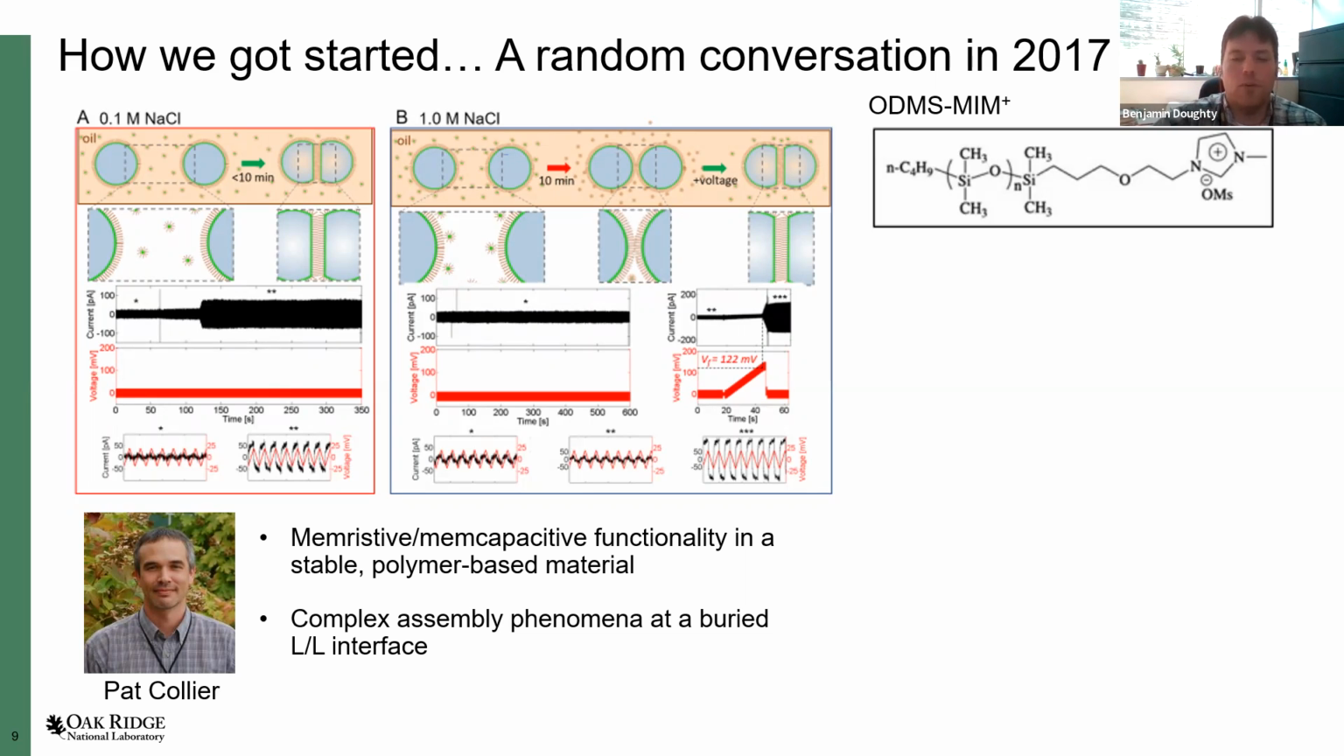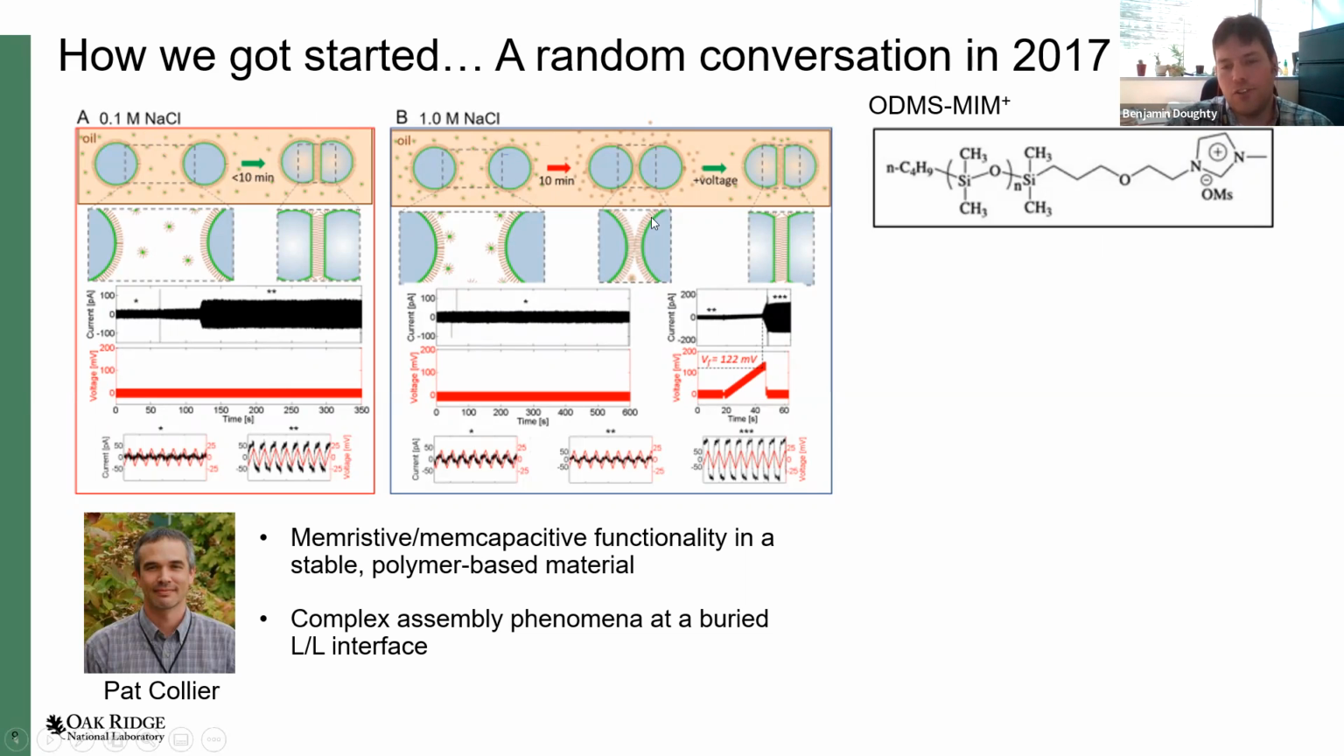So he's trying to move away from lipids into an oligomer type sample, this ODMS, MIM. So it's a methylimidazoline head group with a polydimethylsiloxane. It's an oligomer. So this is N equal to something like 14. Sample at the liquid-liquid interface. And what he found is that at low salt concentrations, he can bring these 2 droplets together. And if you wait long enough, they'll self-assemble and you can form a bilayer. And you can sense that with the current on the measurement.